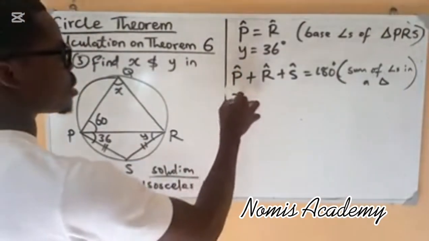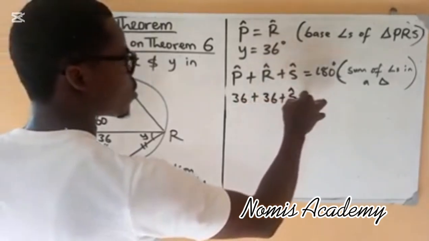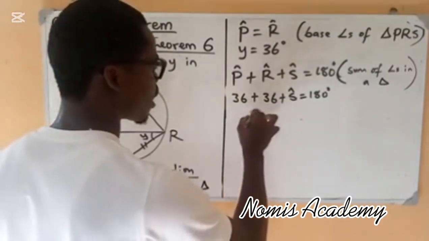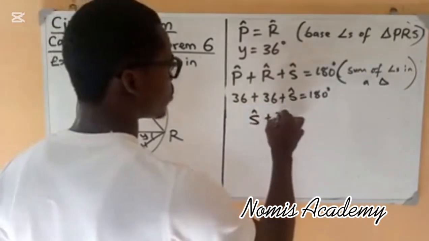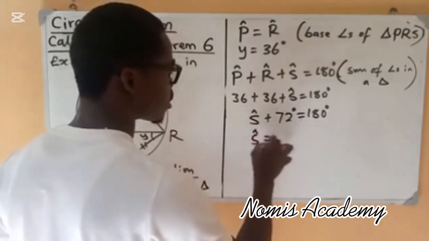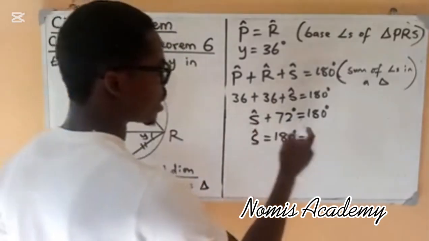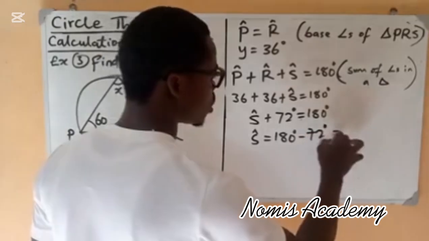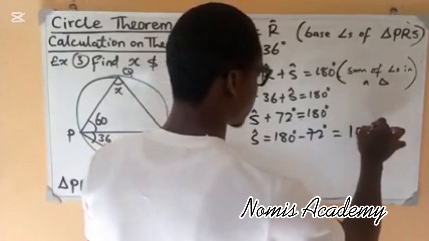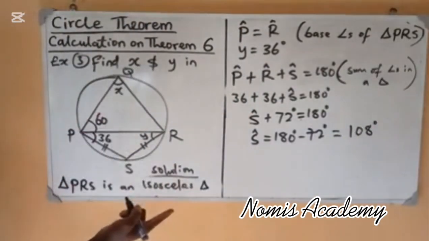Angle at P is 36 plus angle at R is 36, and then S is equal to 180 degrees. So these two sum up to 72 degrees, and angle S is equal to 180 degrees minus 72 degrees, which is equal to 108 degrees. So the angle at S is 108 degrees.